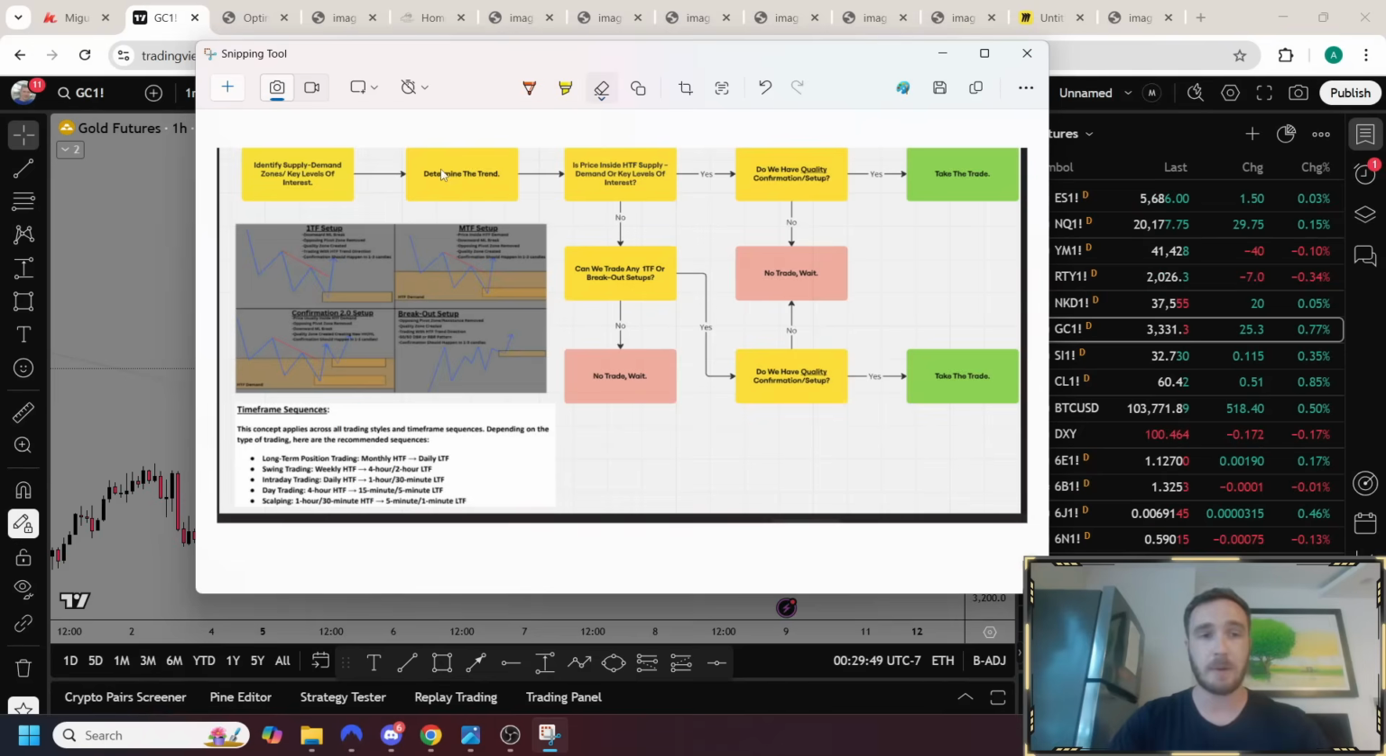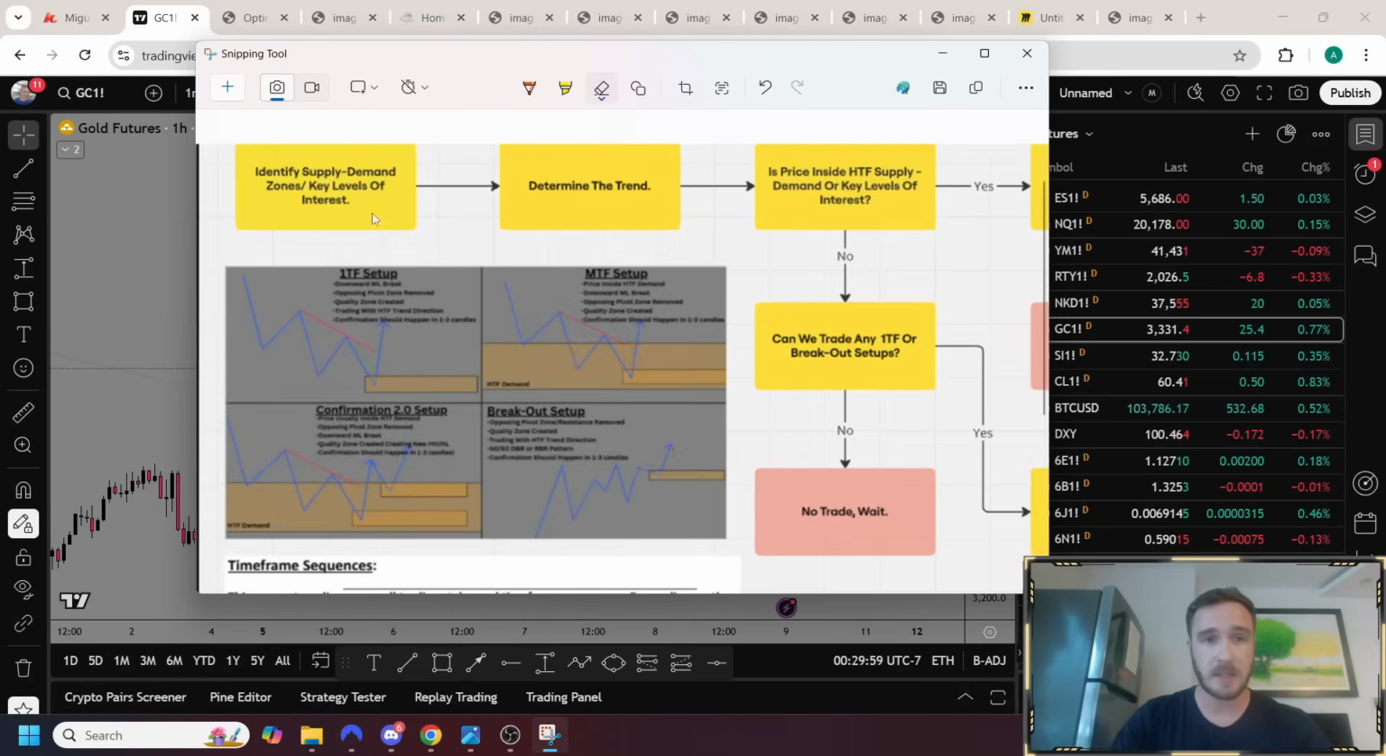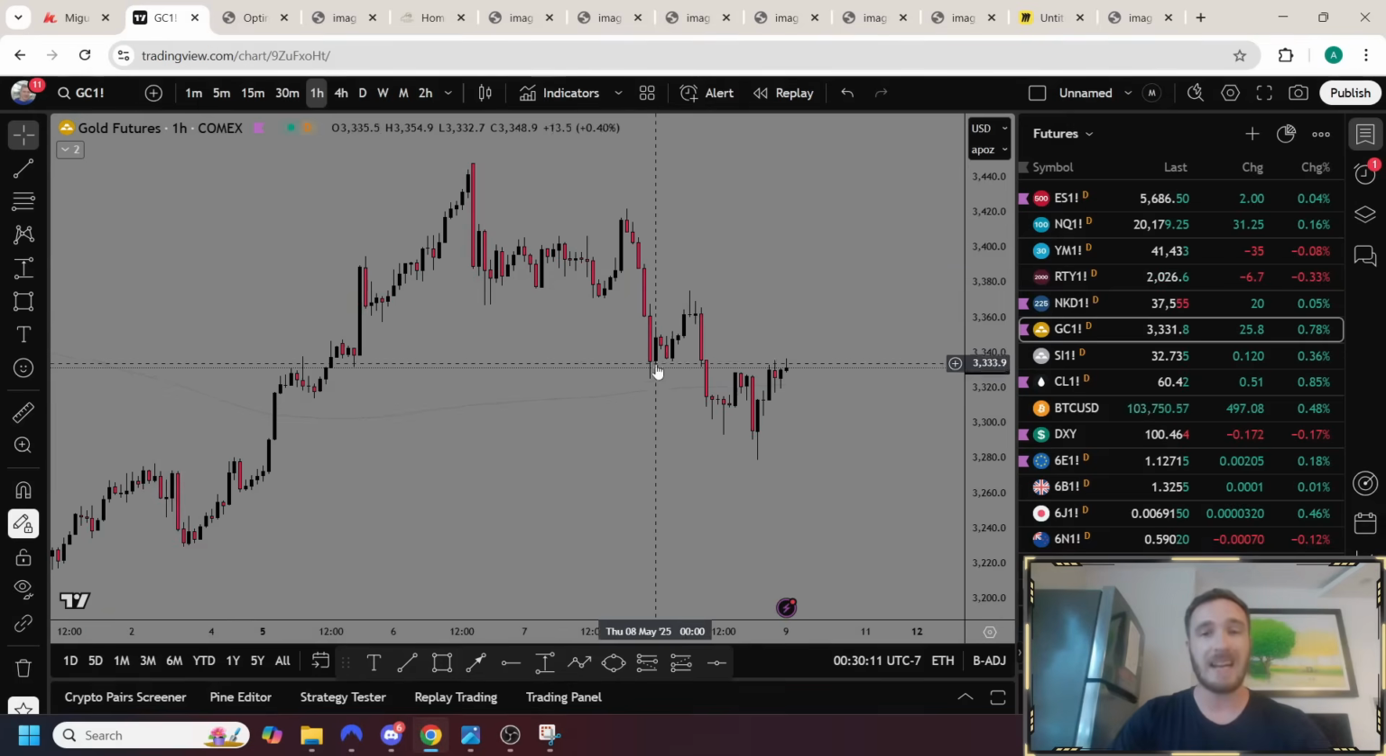We're going to talk about that, but the 2 purposes of the higher time frame are to determine higher time frame levels and determine the trend. Okay, so those are the 2 purposes, and that's why it's right here as number 1. What do we do first, depending on the time frame sequence and markets that you're looking at? The first thing we do is identify supply and demand zones and determine the trend. That is what we are doing.